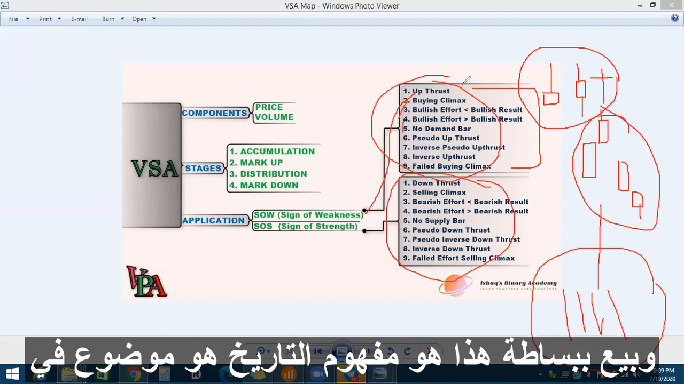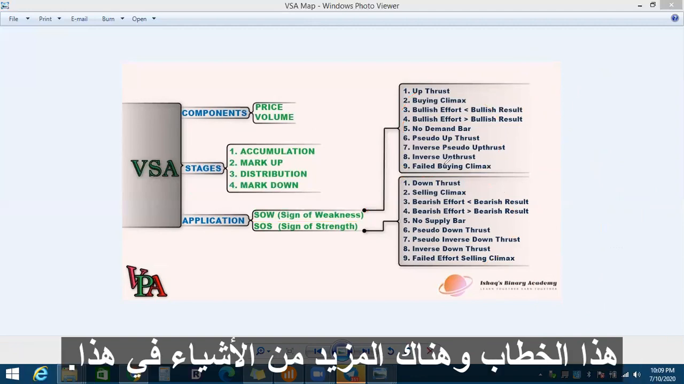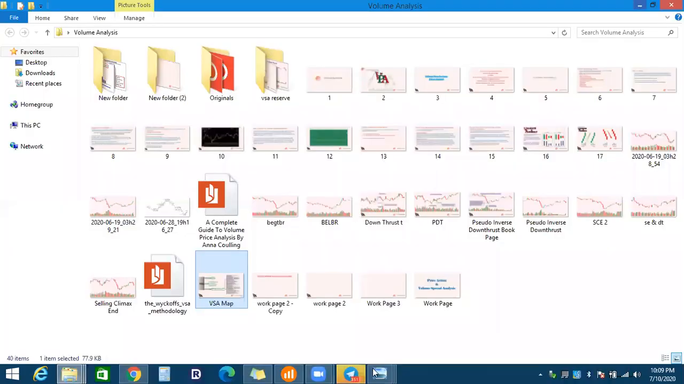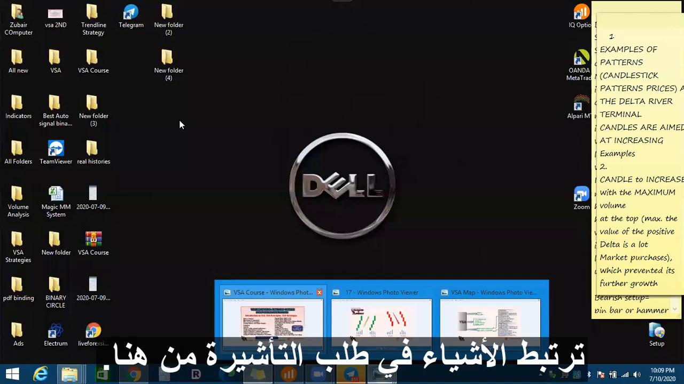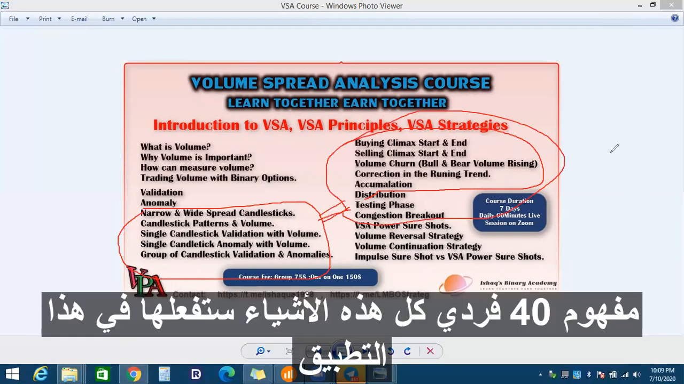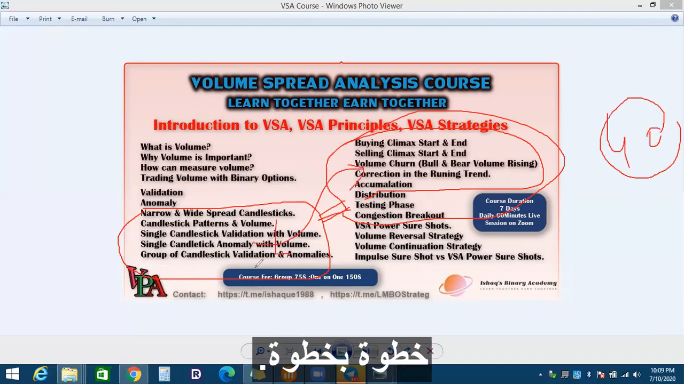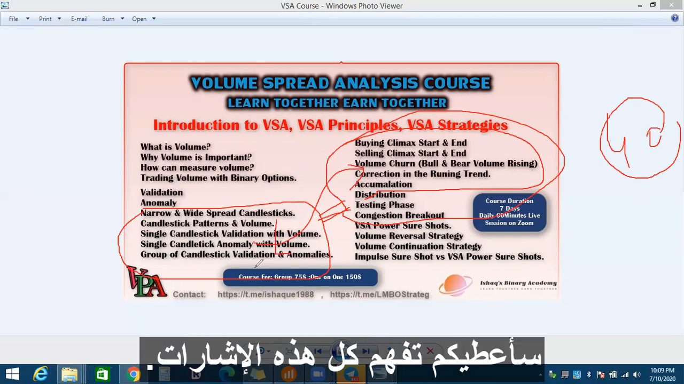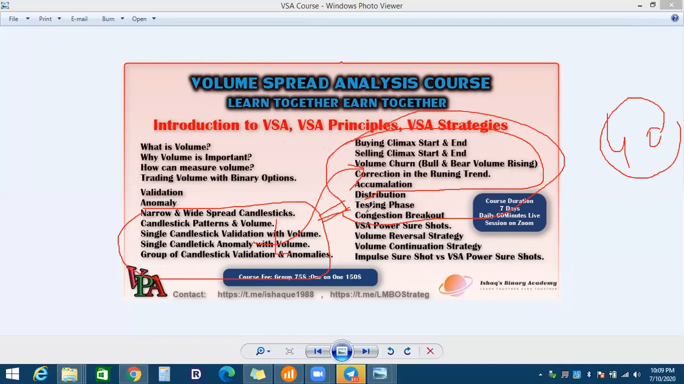So that is the concept, the topics related to VSA which we will learn in this course, and there are some more things in this course. The application has 18 concepts, and 18 concepts have 40 signals. So all these things you will learn in this application, slowly, step by step. I will give you the understanding of all the signals, step by step.